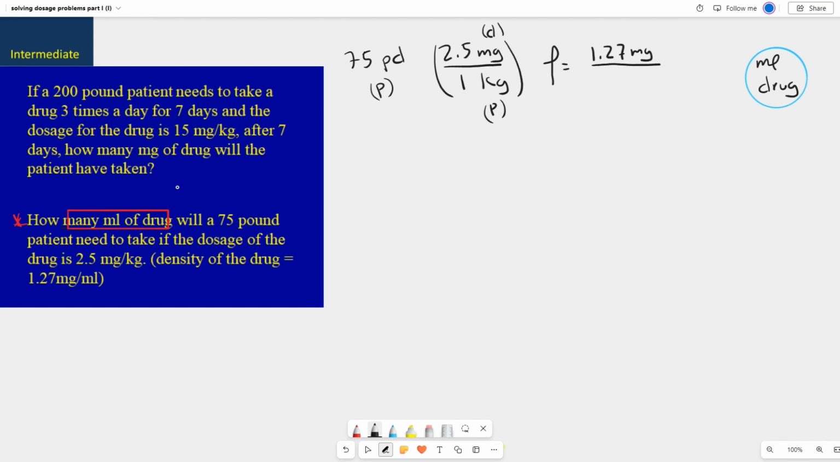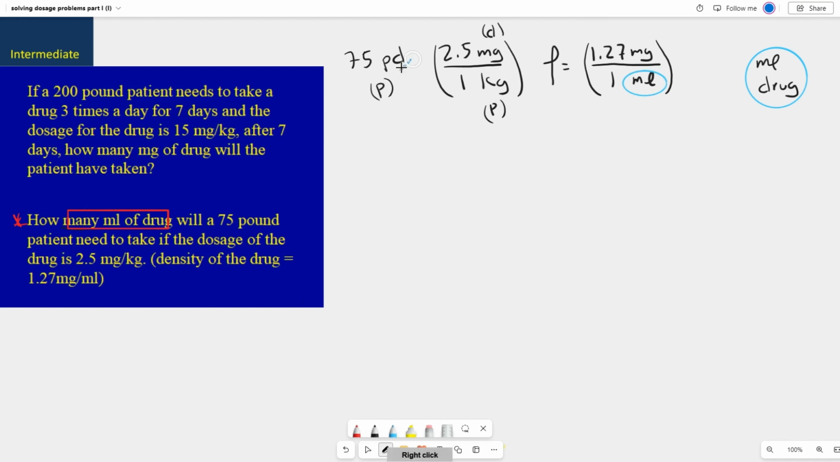1.27 milligrams of drug per 1 milliliter of the drug. All right, now again, what I do is I start trying to see here how to start. I try to cancel out units until I'm left with the one unit that we're being asked to find. Well, what are we being asked to find? Milliliters of drug.